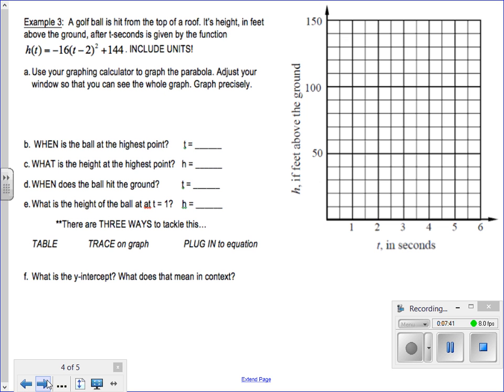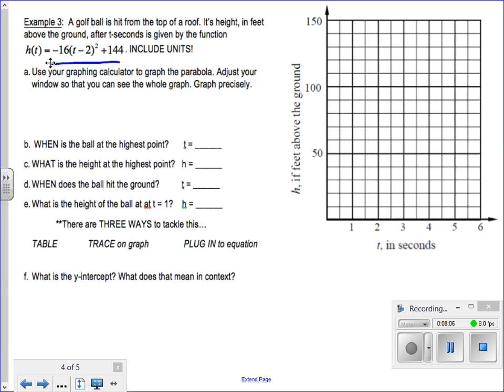All right, next one here. Example 3. A golf ball is hit from the top of a roof. Its height in feet above the ground after t seconds is given using this equation: negative 16 times (t minus 2) squared plus 144. It says using your graphing calculator, graph the parabola. Adjust your window so you can see the whole graph. All right, I need to help you with that.